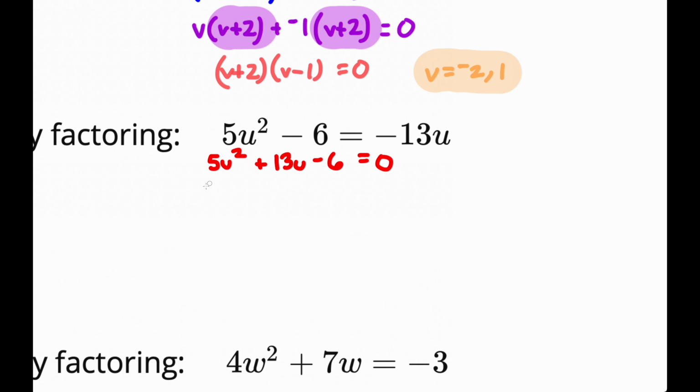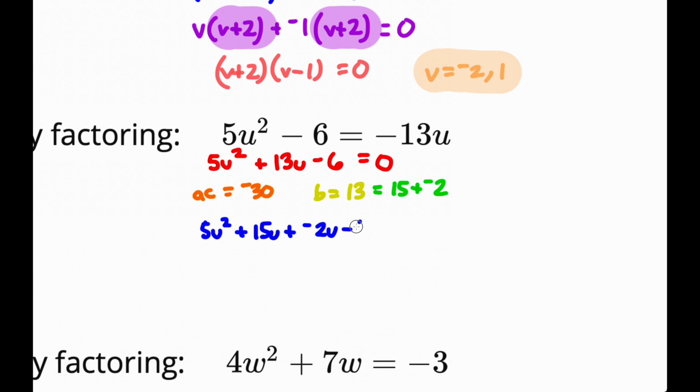Now we can do the AC method, which is just going to be 5 times -6, which is -30. And then we have to think of two numbers that add to 13 but multiply to -30, and that would be 15 and -2. 15 plus -2 is equal to 13. 15 times -2 is equal to -30. And that is perfect. So we're going to rewrite that red equation now by splitting that b term. So I'm going to do 15u plus -2u minus 6 is equal to 0.